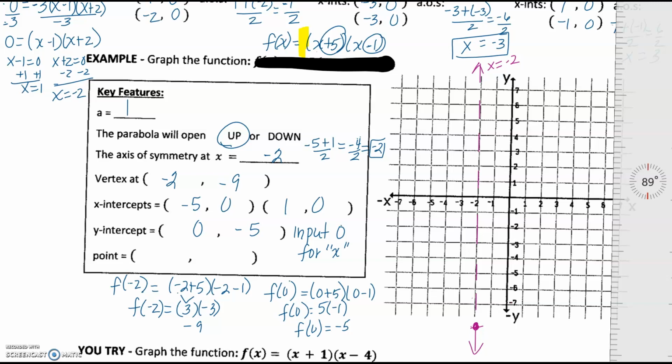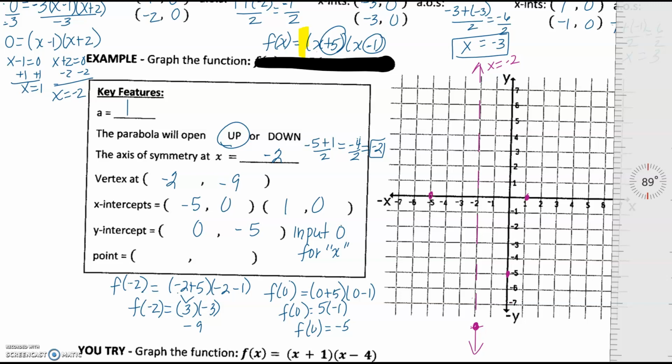I have an x-intercept at negative 5, 0 and at 1, 0. We already knew this. This was how we started solving this. This was called factor form, finding the x-intercept. So we saw it was going to cross the x-axis at negative 5 and 1. Now we have our y-intercept is where it touches the y-axis at 0, negative 5.